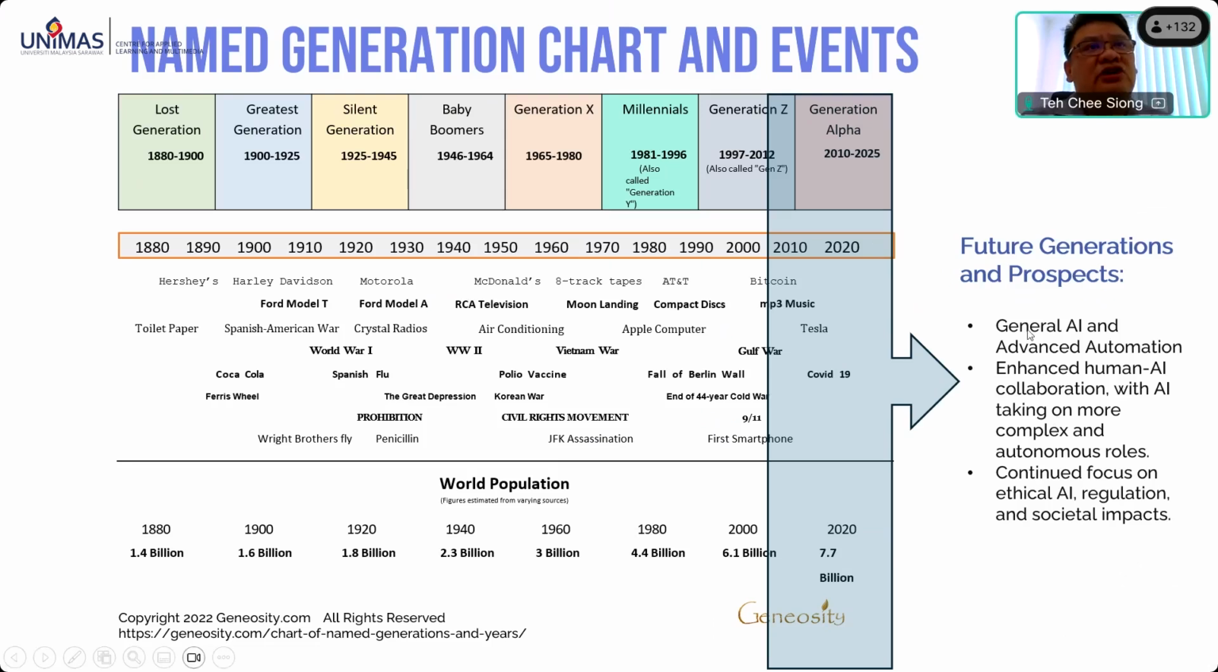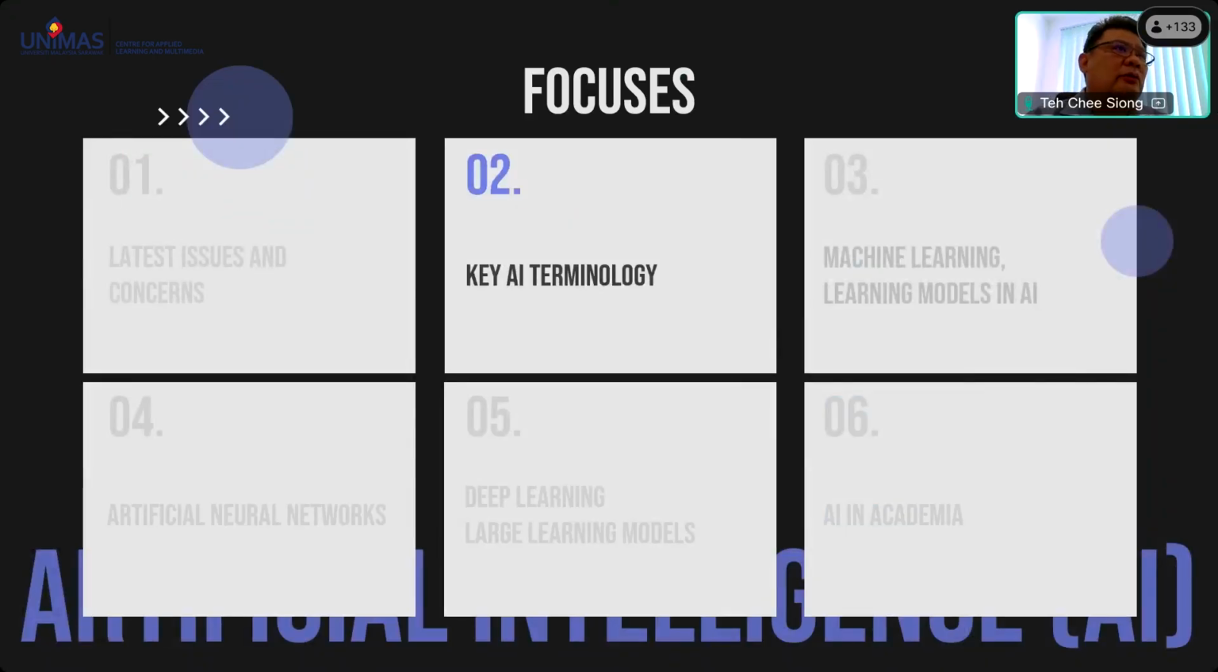So for the future generation, especially for our students, what they need to face for the future and their prospects might be related to what I'm trying to mention here: general AI and advanced automation, enhanced human-AI collaboration with AI taking on more complex tasks, and also autonomous roles. And of course, we continue focusing on ethical AI, good AI, AI for people, this type of policy, guidance and regulation, and we also take note of societal impacts. So the change will not just be waiting, it is progressing according to the times. So I give this view to you.